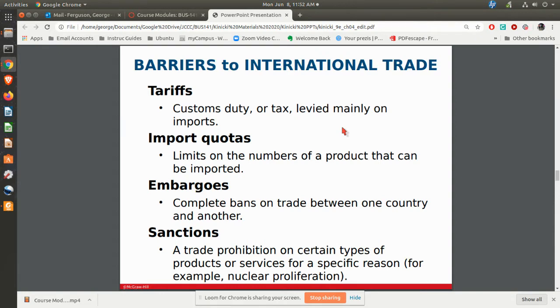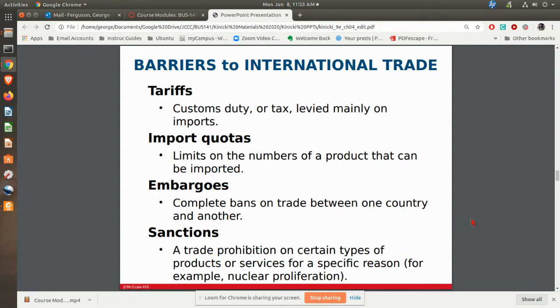The whole idea behind that is to protect the industries that make that stuff within the country where the import is coming in. There may be quotas. In other words, you can only submit or ship so many to a country.